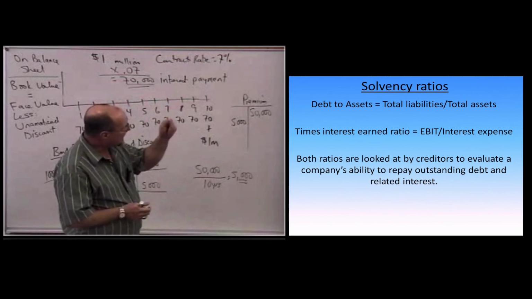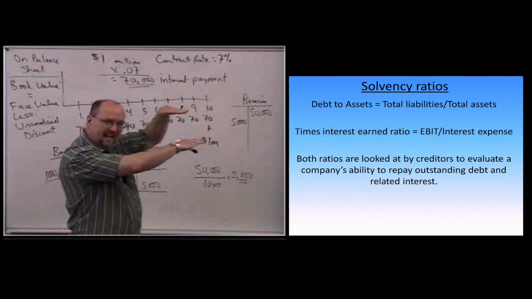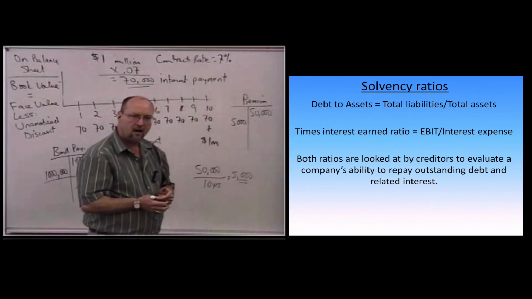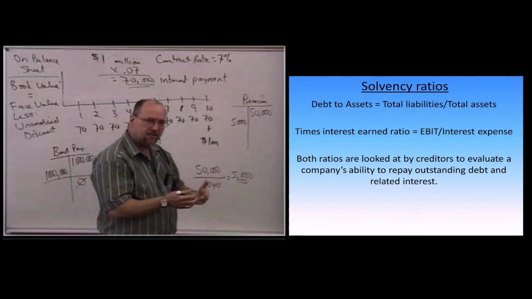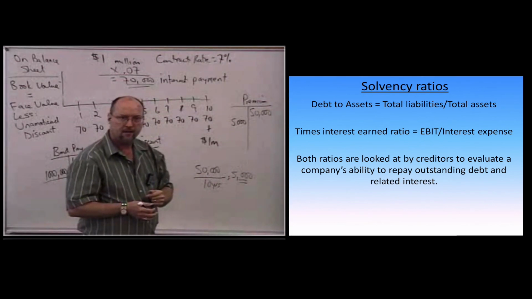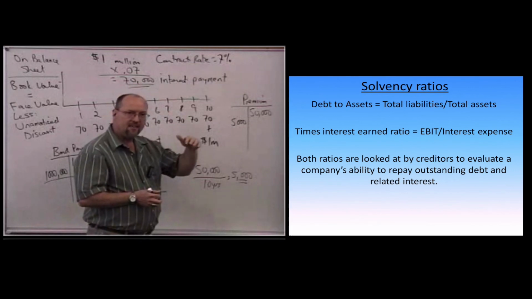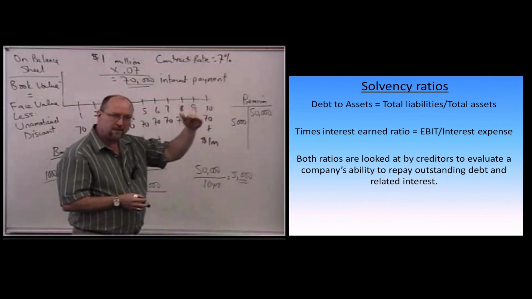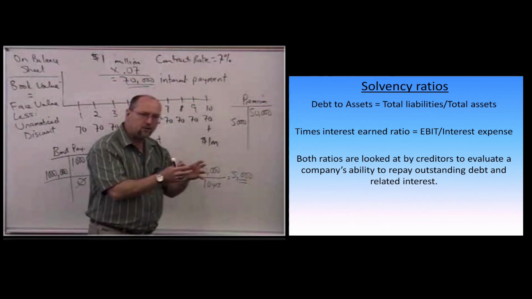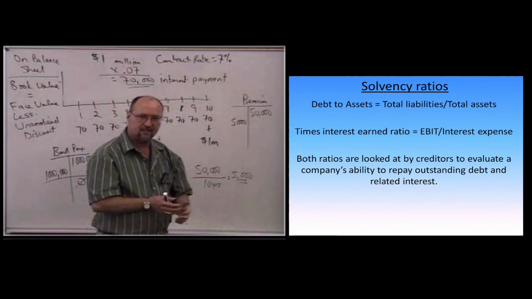Okay? Debt to assets ratio says total liabilities divided by total assets. And that's telling us what percentage of the assets are being financed by borrowing. How much do we have to borrow to acquire those assets? And so with the debt to assets ratio, the higher that ratio is means we are carrying more and more debt. We've borrowed more money to acquire assets than if we had a lower debt to assets ratio.